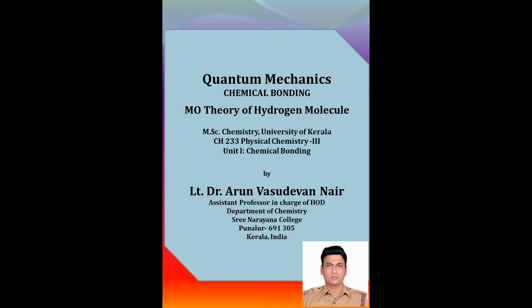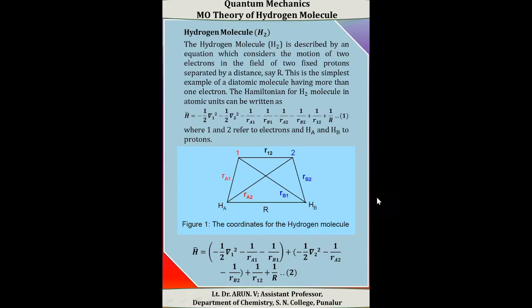Next topic you have to study is the molecular orbital theory of hydrogen molecule. The hydrogen molecule is described by an equation which considers the motion of two electrons in the field of two fixed protons separated by a distance r. The hydrogen molecule is the simplest example of a diatomic molecule having more than one electron.